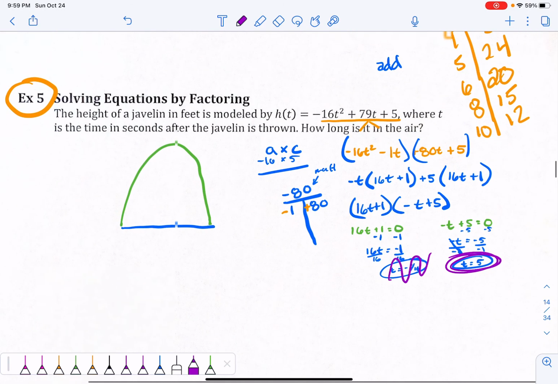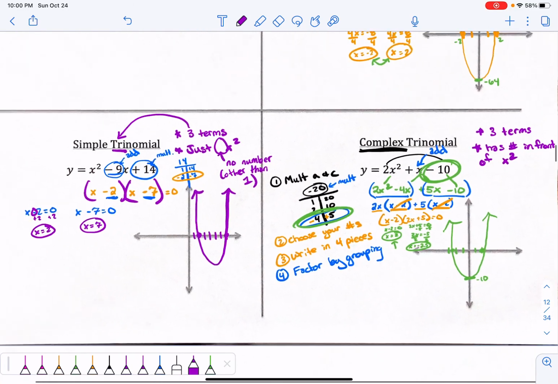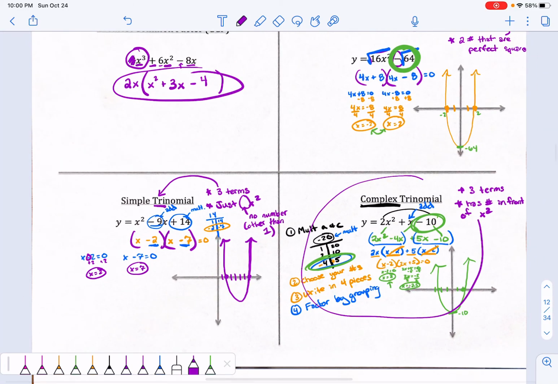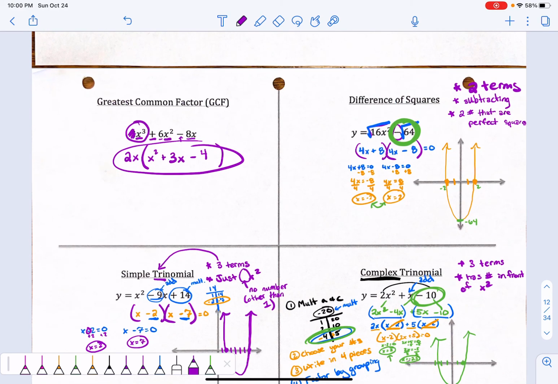Okay, so this is just kind of an application of why we would want to solve and find those zeros. So I kind of like that problem. But on your homework assignment, you're going to want to probably make sure you have this handy, at least for that complex trinomial. Those steps will be super helpful. But these are the four methods that you have.